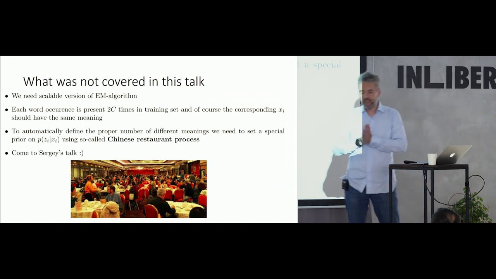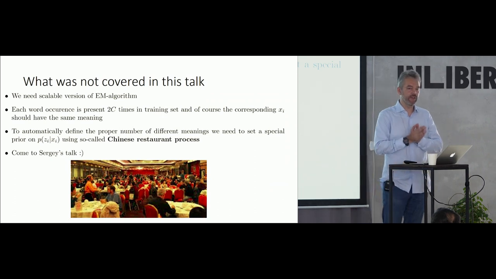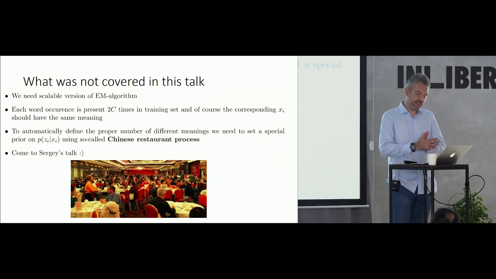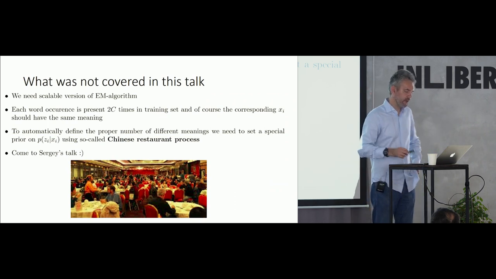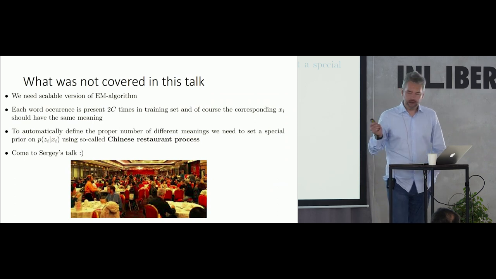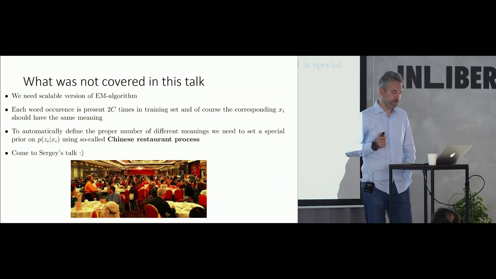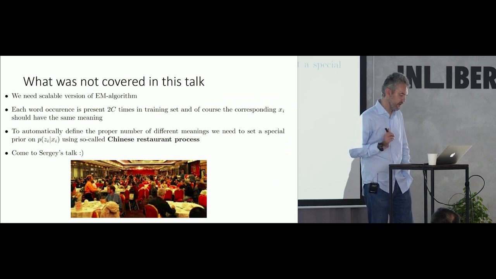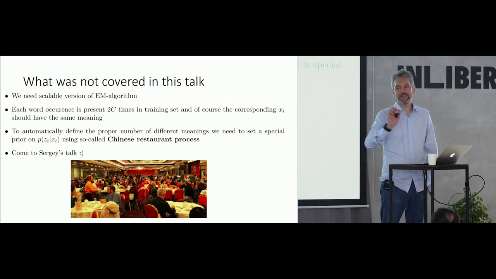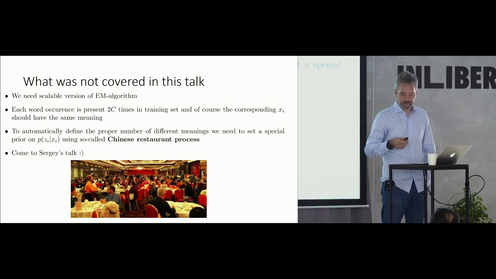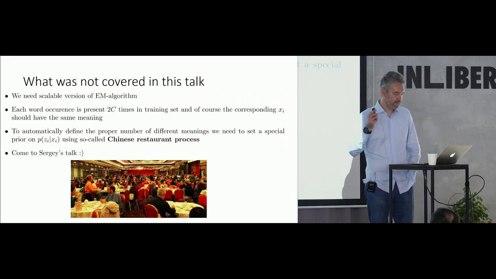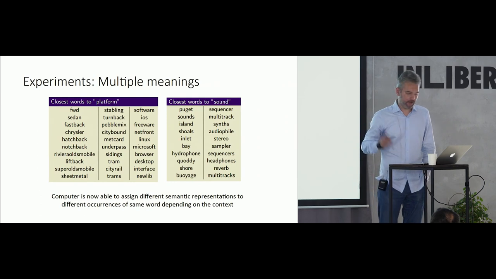What I haven't discussed here is how to define the number of different meanings for different words. And this is also quite interesting, with techniques based on so-called non-parametric Bayesian inference. To be more exact, on the Chinese restaurant processes, and this is what Sergey will talk about. Up to now, just believe me that this is possible. It's really possible to automatically define the number of different meanings for different words using some advanced Bayesian techniques. And currently, I will just briefly show you several examples of how it works.